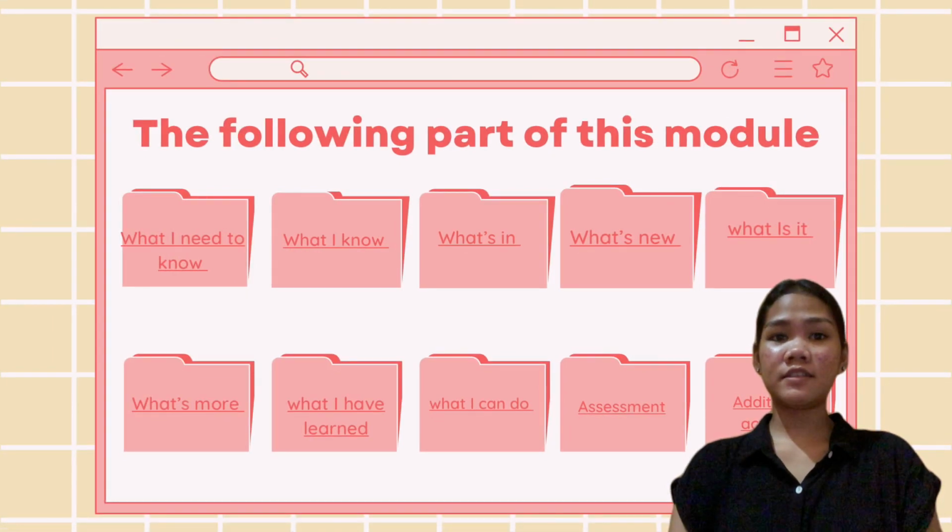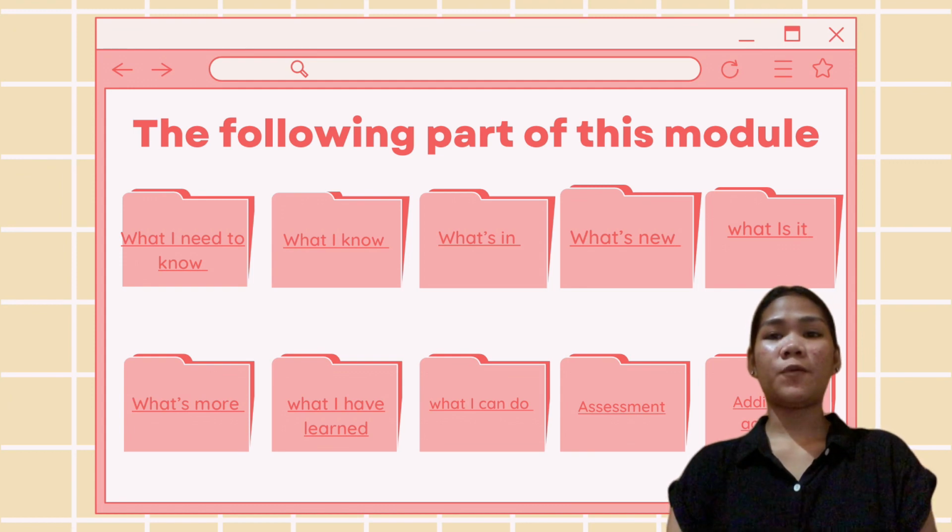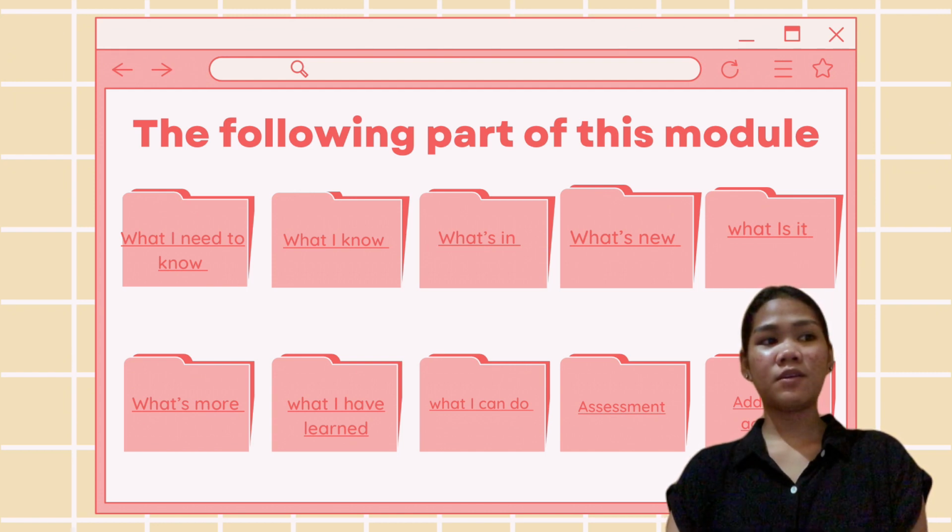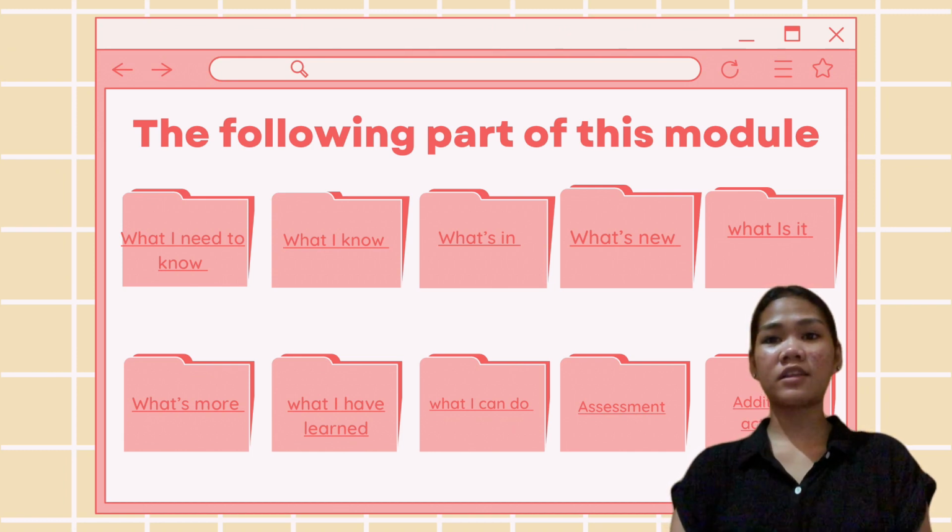And this is the content of the module that I will discuss with you. First, what I need to know, what I know, what's in, what's new, what is it, what's more, what I have learned, what I can do, assessment, and additional activity.